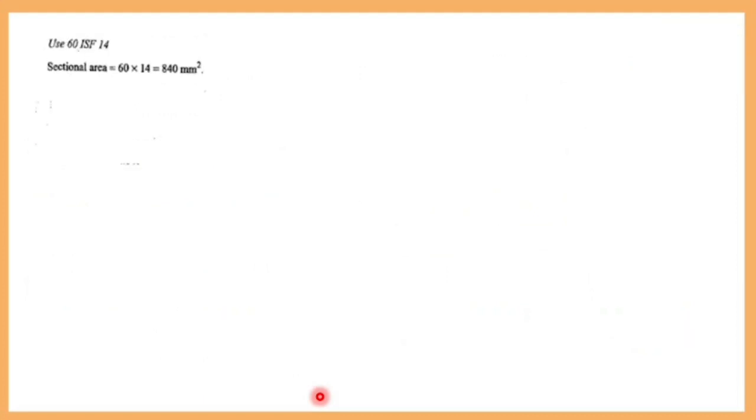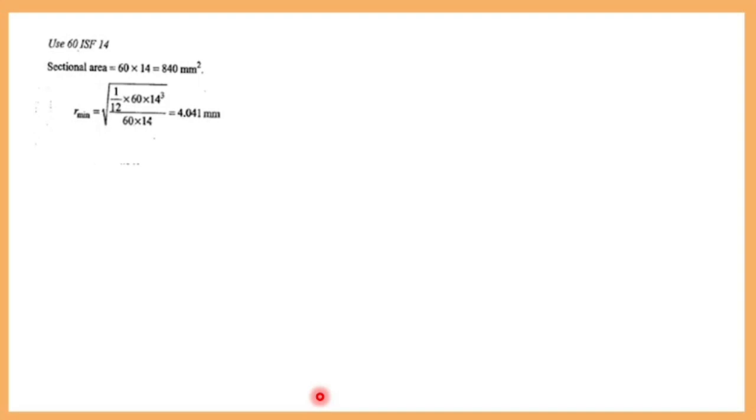Radius of gyration r equals root of I by A. Flat is a rectangle section. What is the width of the flat? 60 mm. What is the thickness of the flat? 14 mm. The rectangle has a width of 60 mm and 14 mm. What is the cross sectional area? 60 into 14. How to find moment of inertia for a rectangle? b d cube by 12. Your breadth is 60, depth is 14, divided by 12. Now you know I and A. If you take the root, you will be getting r. 4.04 mm is your r.